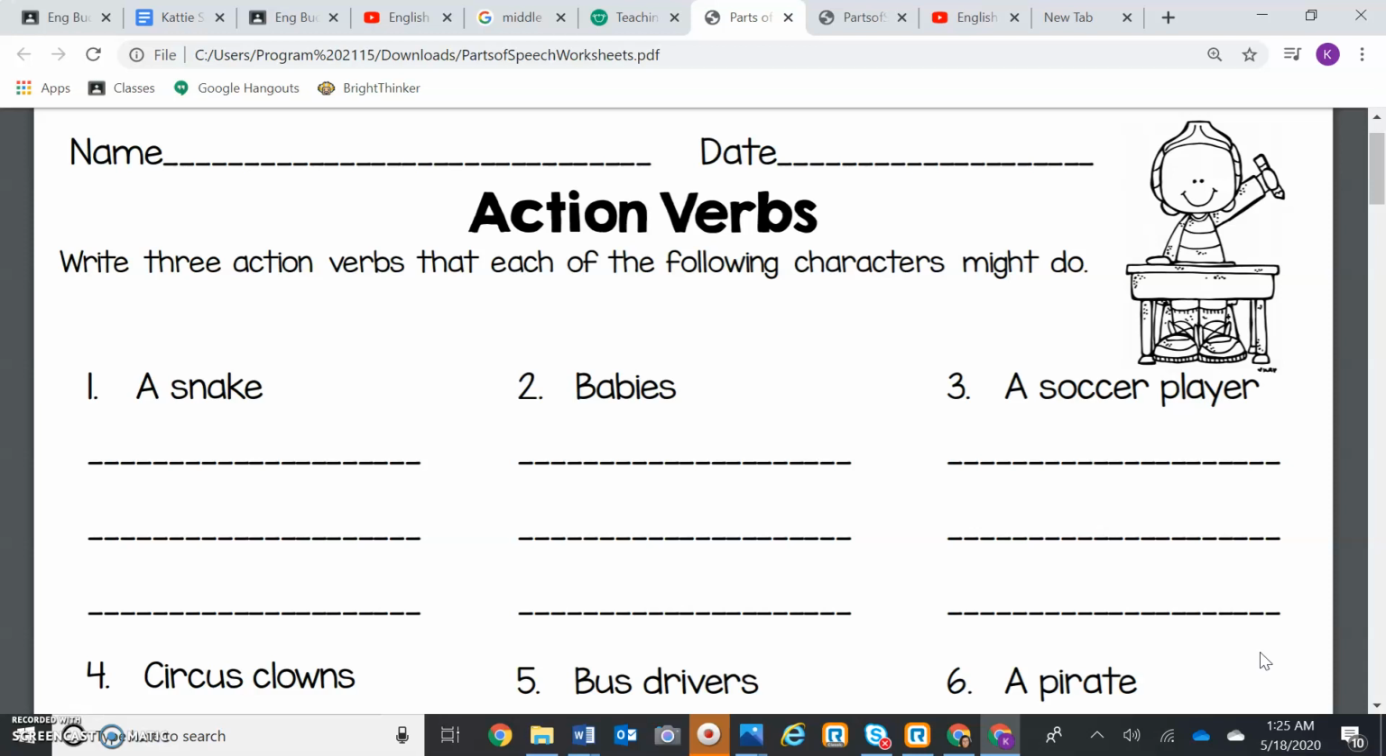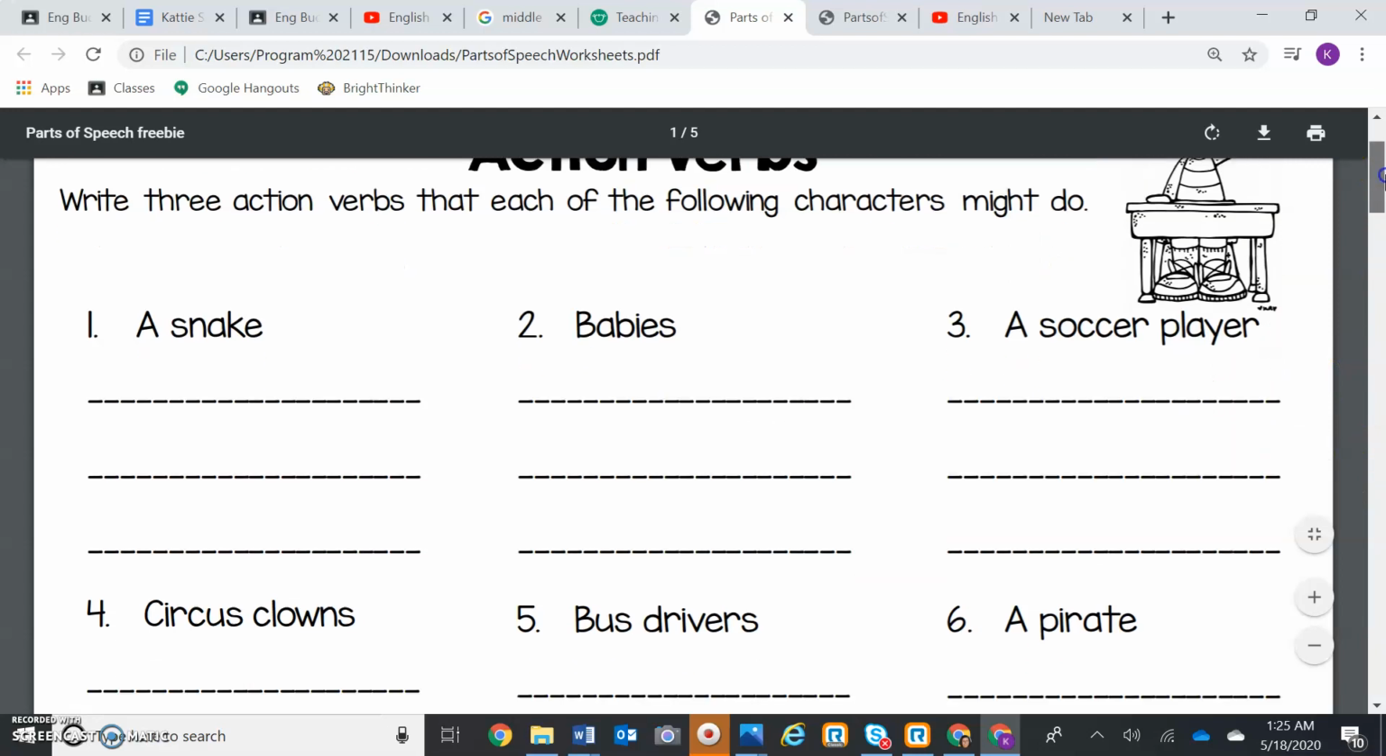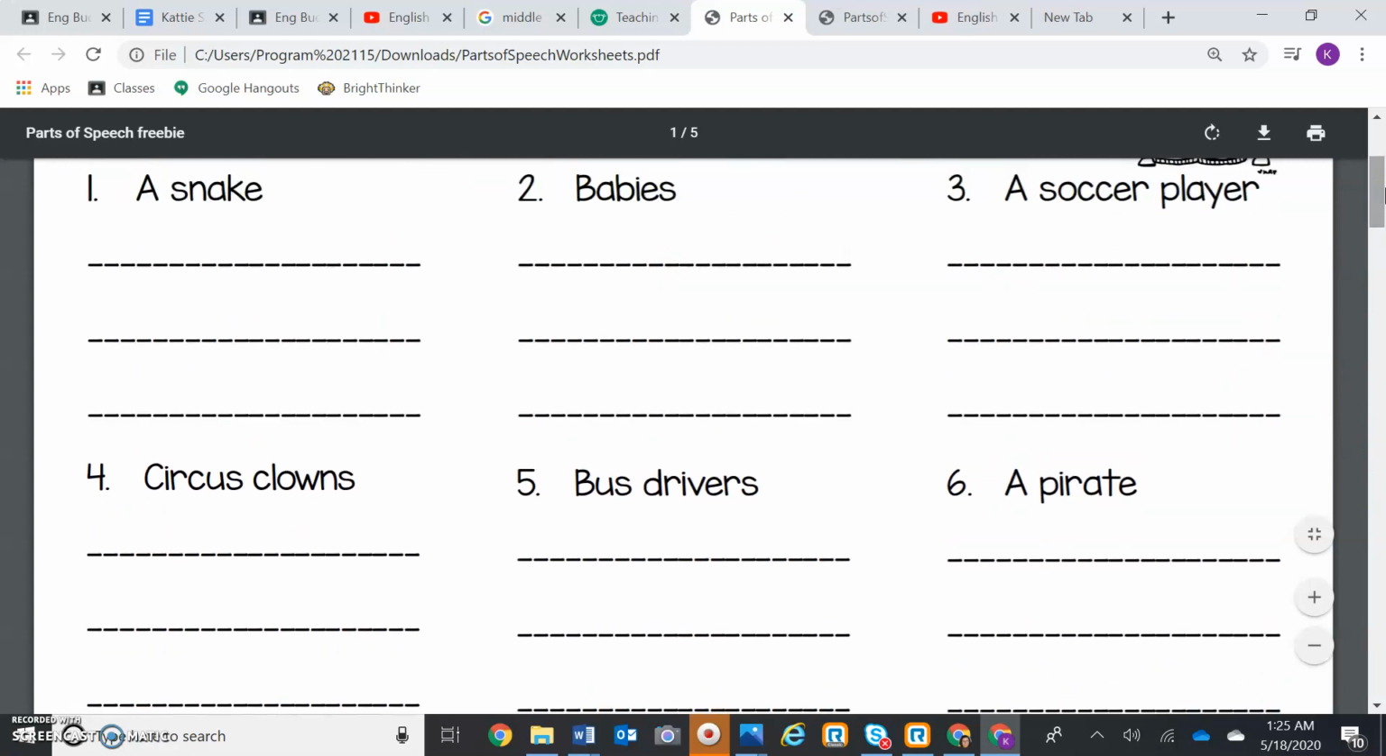Okay, number 3. What are some things a soccer player might do? Kick a ball, yell, scream, wave his hands, jump, slide. So write down 3. Okay, number 4. What are some things a circus clown might do? Laugh, cry, run, jump, hide, anything. Whatever you think a circus clown might do. Number 5, what are some things a bus driver might do? Wave, stop, go, anything. Think of your own.